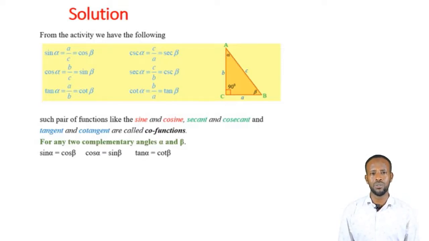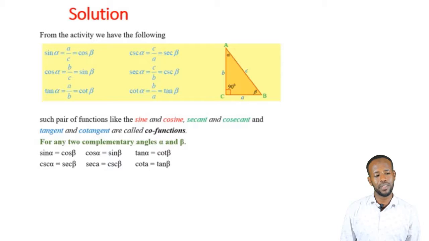So we can say they are equal. They will have the same values. What are the two others? Sec alpha and cosecant beta. They will be equal. Cosecant alpha and sec beta are equal. Sec alpha and cosecant beta are equal. Cot alpha and tan beta also will be equal. So this type of functions are called co-functions.